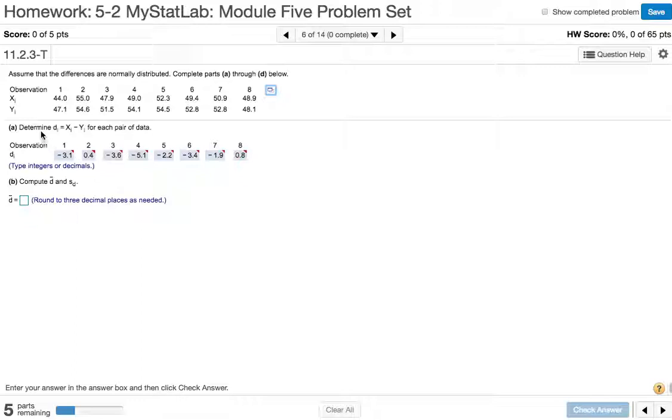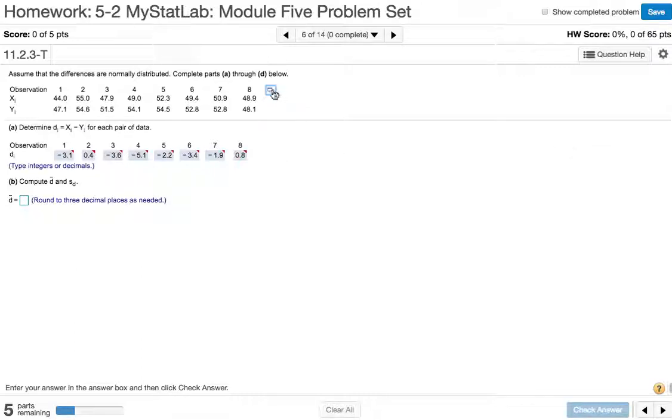So here it's asking us to determine the difference for each selected pair, and then input that here. And you can see I got that wrong. And here are the correct answers right here. So you could do that by hand by saying, okay, this is 44 minus 47.1, that is negative 3.1. And 55 minus 54.6, and get all of this.